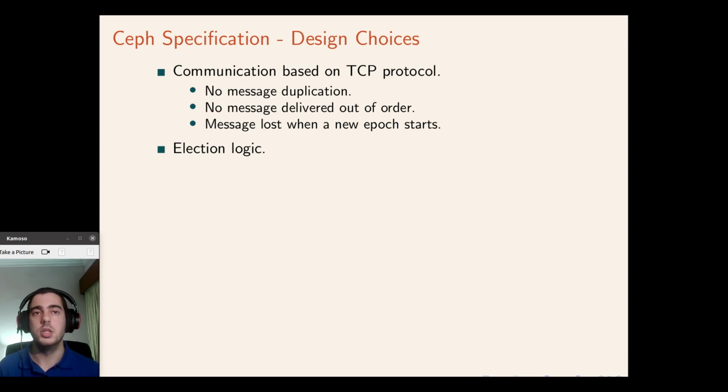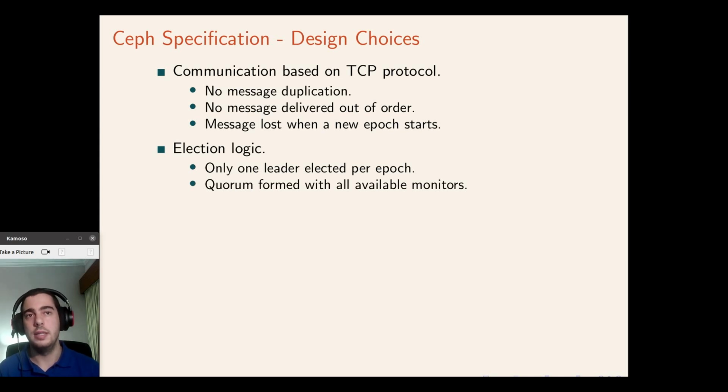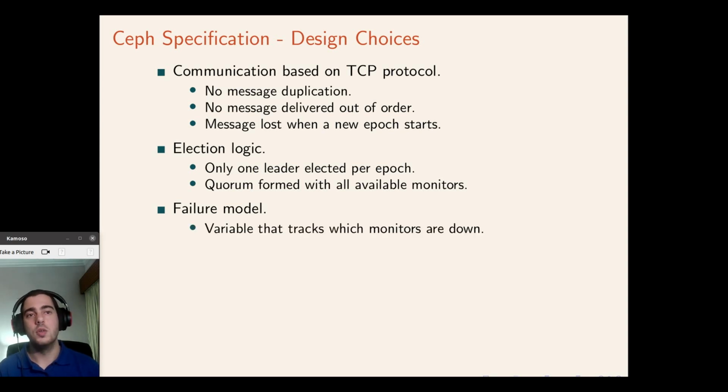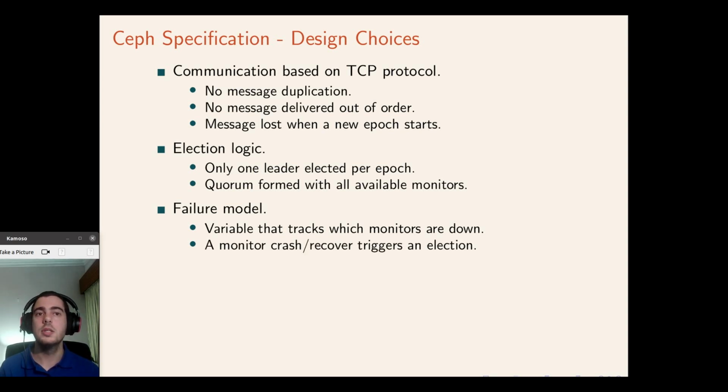For the election logic, there is only one leader elected per epoch, and the quorum in the election will be formed with all available monitors, all the monitors that are not down. For the failure model, I have two options: to do it implicitly by letting the model checker find behaviors where the monitors don't respond, or doing it explicitly by having a variable that keeps track of which monitors are down and which monitors are online. I chose the second option, so I have a variable that keeps track of which monitors are available and which monitors are down, and when a monitor crashes or recovers, that triggers immediately a new election.